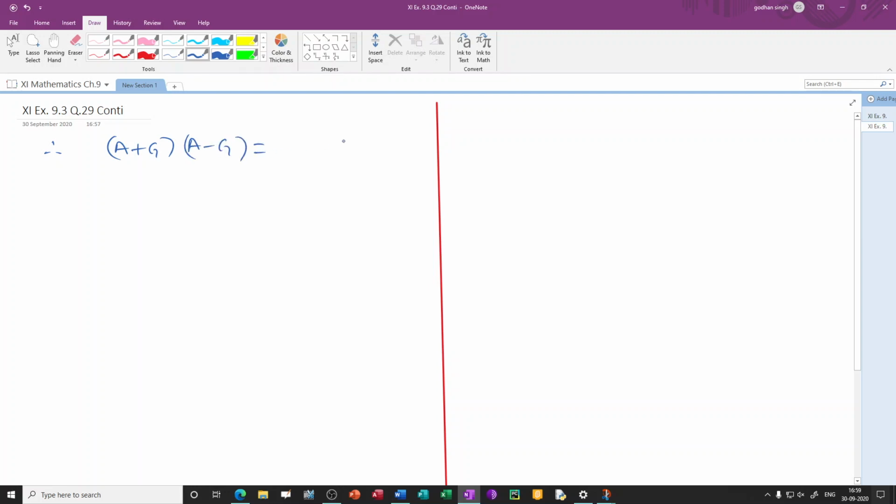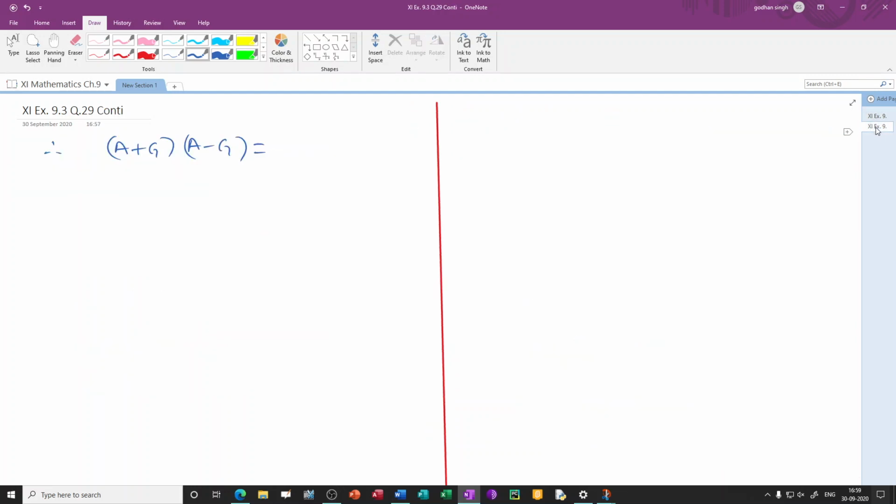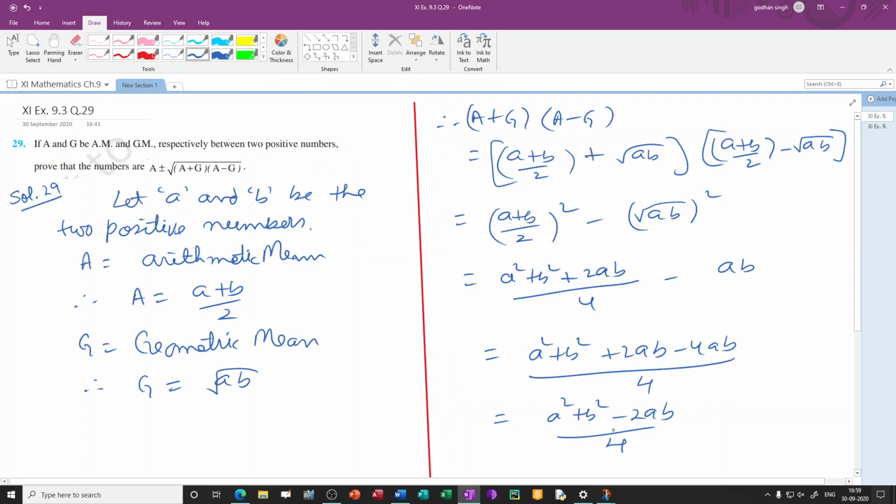equal to, we have got the answer as a square plus b square minus 2ab over 4, and that we can write in compact form as a minus b by 2 whole square. This is what we can write. This one is short, but we can write as a minus b over 2 whole square, because a minus b, if you do the square, we'll be getting a square plus b square minus 2ab, and the square of 2 is 4.